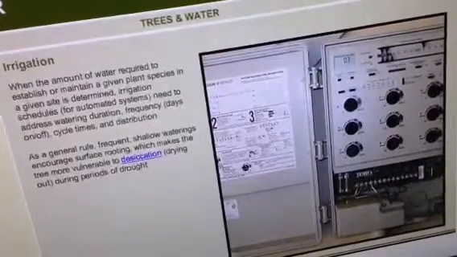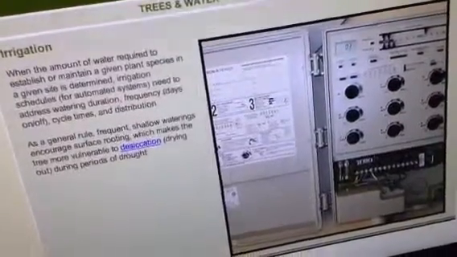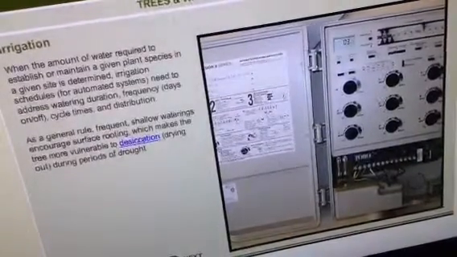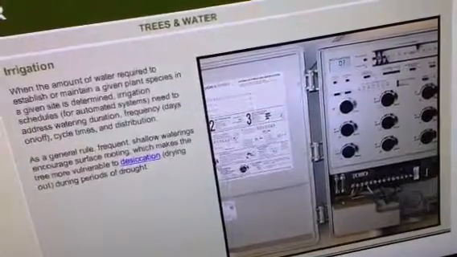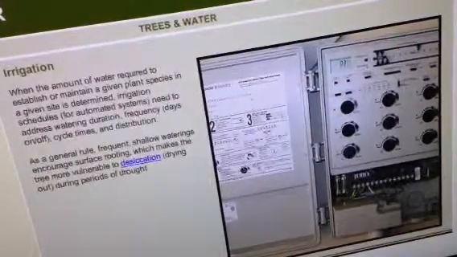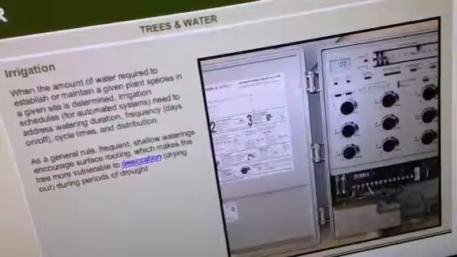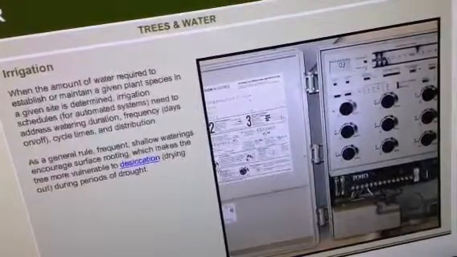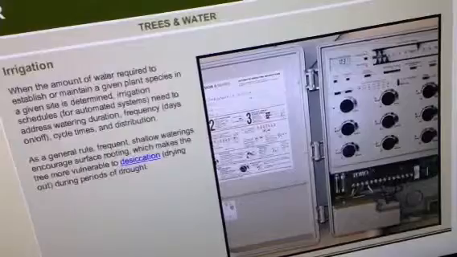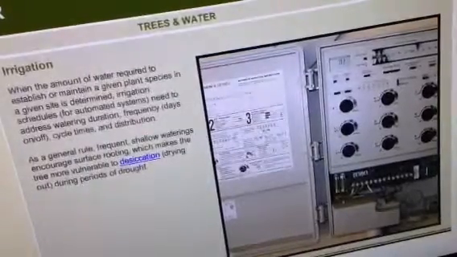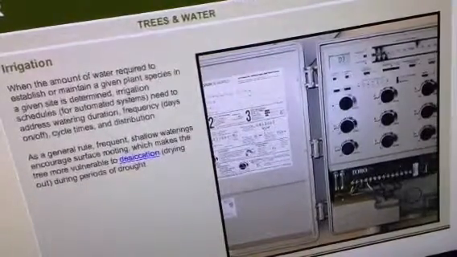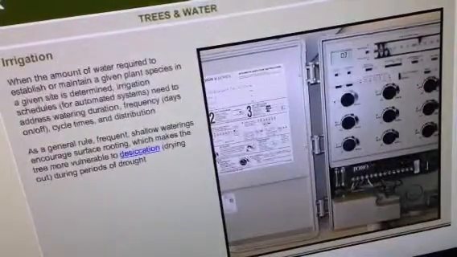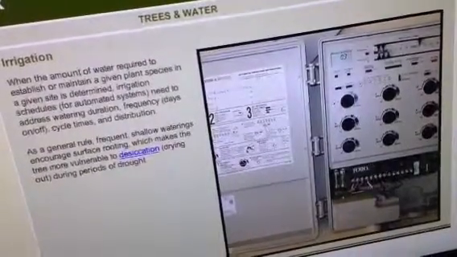When the amount of water required to establish or maintain a given plant species in a given site is determined, irrigation schedules, for automated systems, need to address watering duration, frequency, days on and off, cycle times, and distribution. As a general rule, frequent shallow waterings encourage surface rooting, which makes the tree more vulnerable to desiccation, drying out, during periods of drought.